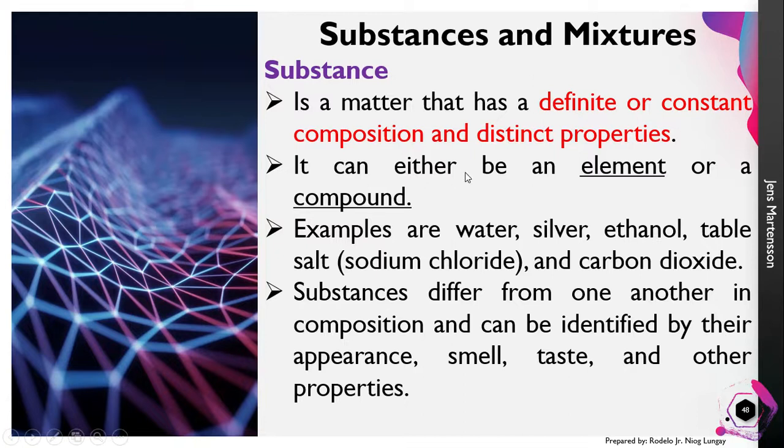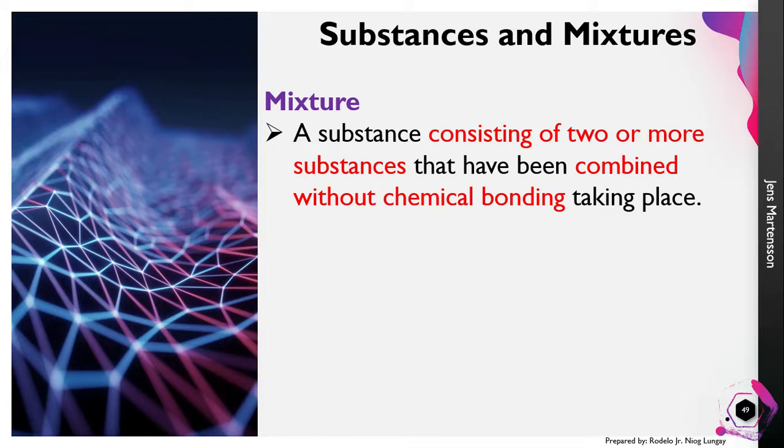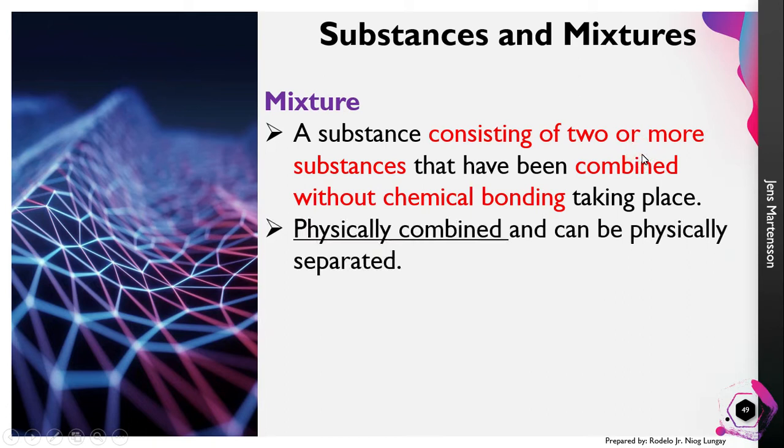Substances differ from one another in composition and can be identified by their appearance, smell, taste, and other properties. A mixture, on the other hand, consists of two or more substances that have been combined without chemical bonding, meaning it's just a physical combination. Walay chemical reaction nga involved. Ang nag-mix lang ani is ilaha lang physical nga property. So, physically combined and can be physically separated pod ang isa ka mixture.